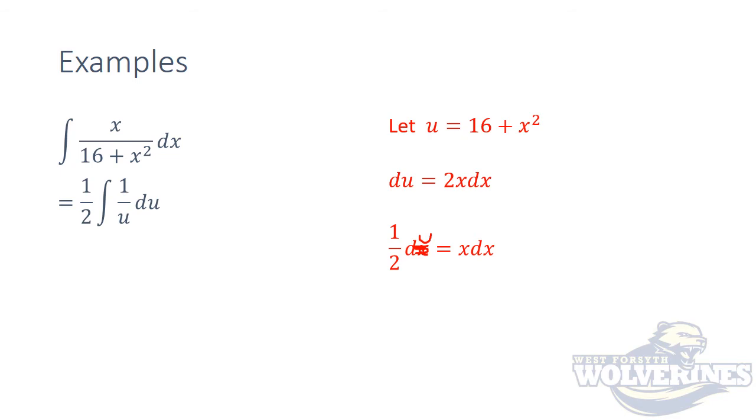And 1 over u is our special exception to the power rule because that's the natural log. So it's the natural log of the absolute value of u, and then we just replace u back. u is 16 plus x squared. And really, because x squared is always positive, this is one where you'd be okay without the absolute value bars in that natural log, because 16 plus x squared would always be a positive number.